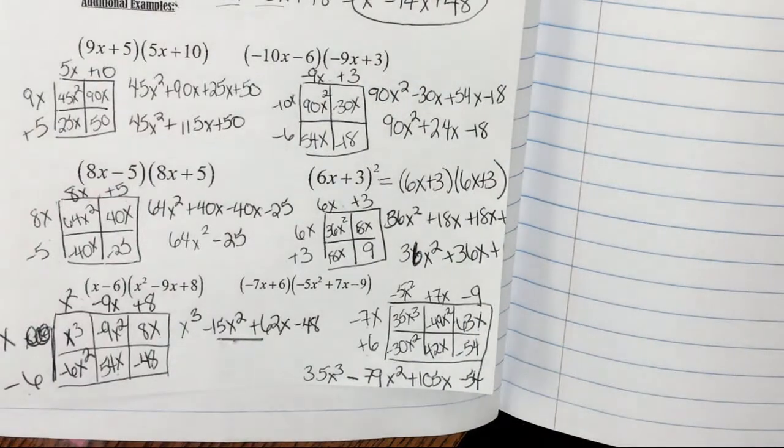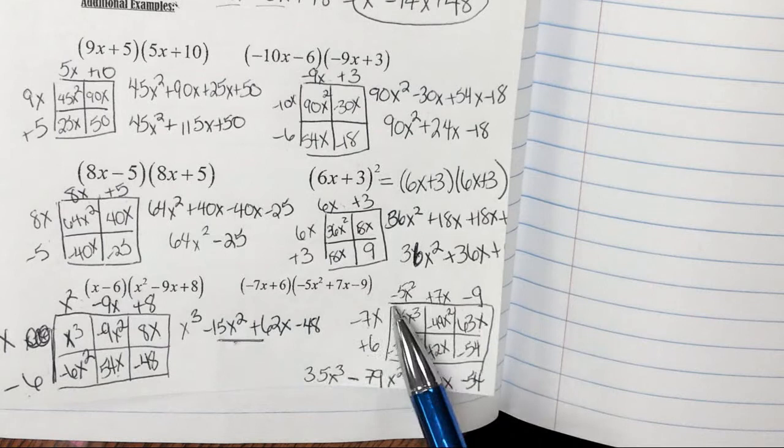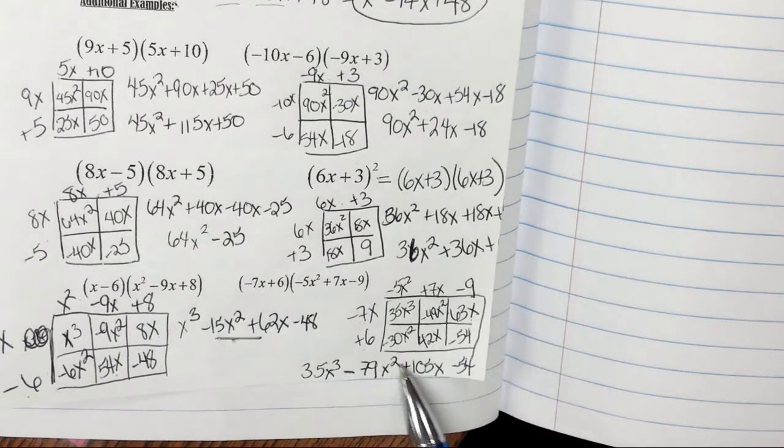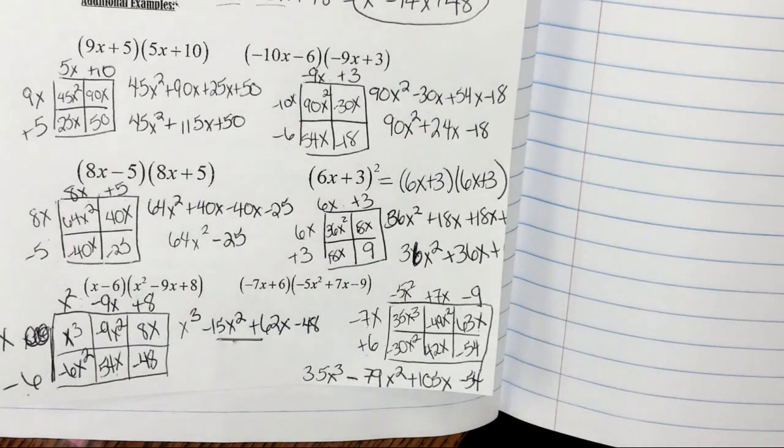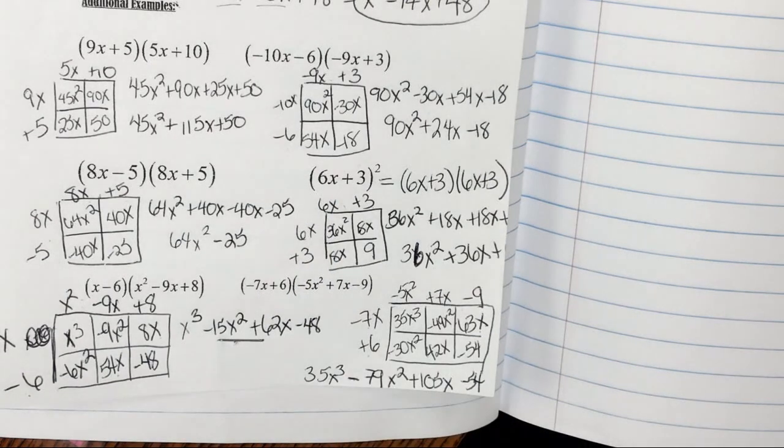This process would work the same way if you had a trinomial times a trinomial. And in that case, you would just have a 3 by 3 grid here. You can extend this all the way out, depending on how many terms your polynomials have, but typically in the scope of Algebra 1, we see binomials and trinomials, and that's going to be about as big as it gets.